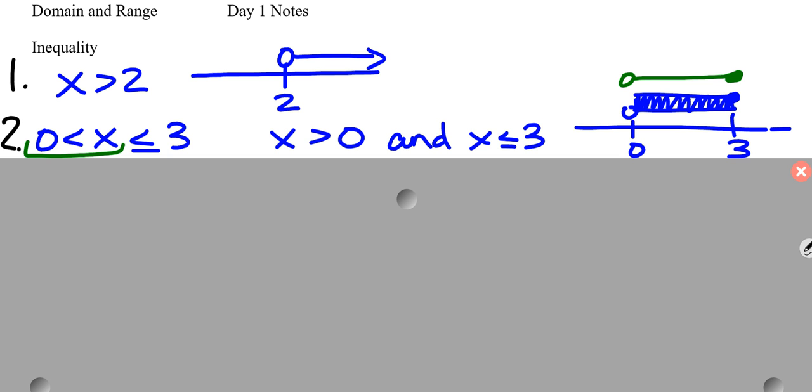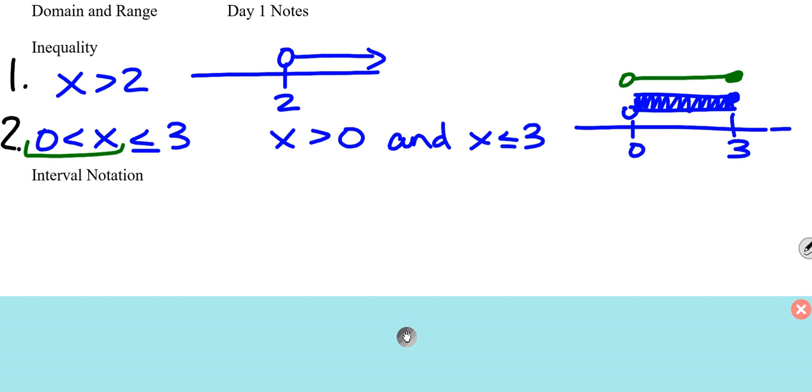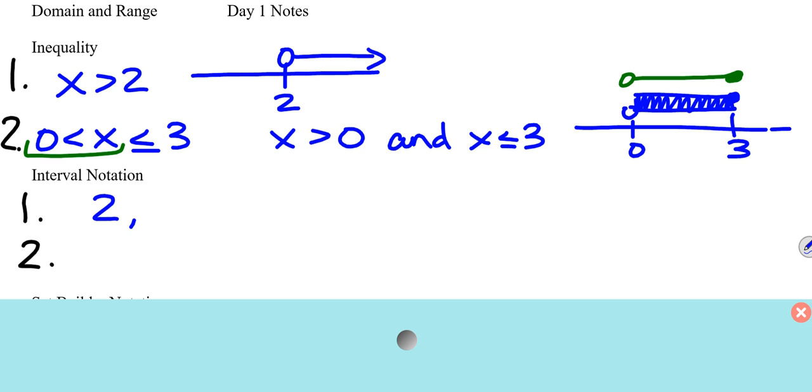we can also talk about this in another notation. So we have another notation called interval notation. Now this should also be a review, but we'll still look at both 1 and 2 from above. So interval notation, you're looking at what interval are you talking about? You always go from left to right, same thing here. So for number 1, we're starting at 2. And 2 is, we did have an open circle.